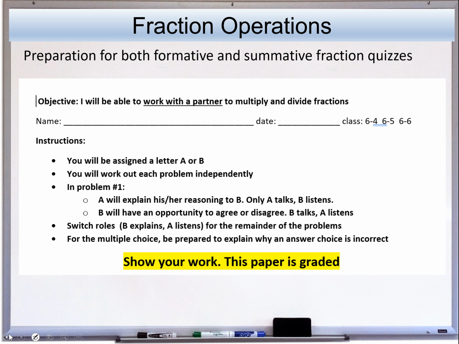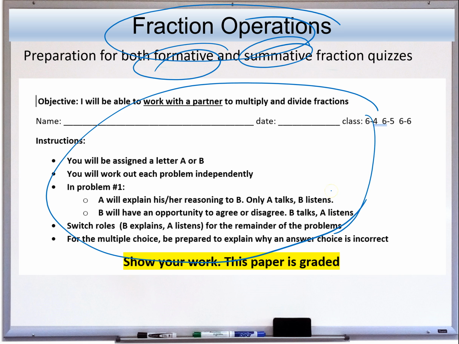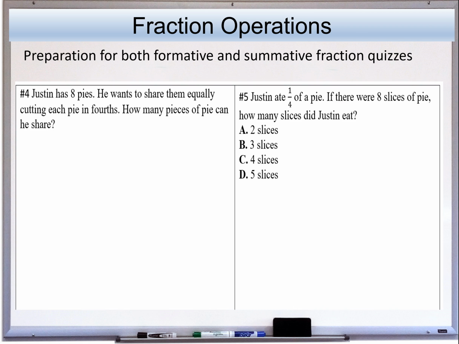This is Mr. Everett again, and a quick video on fraction operations. This video should help you get ready for both the formative and the summative fraction quizzes. Formative on Thursday and the summative on Monday. I'm taking it from this document, the one we went out in the hallway and worked on the problems. I'm only going to do about 4, maybe 6, and it should really help you for both summative and formative exam. All right, so we had problem number 4.